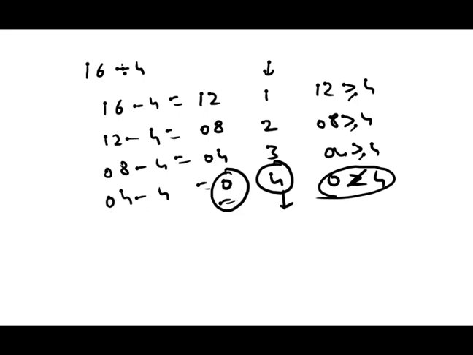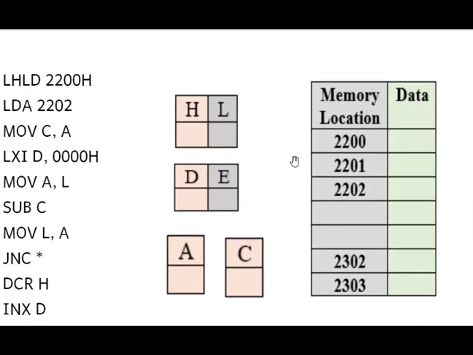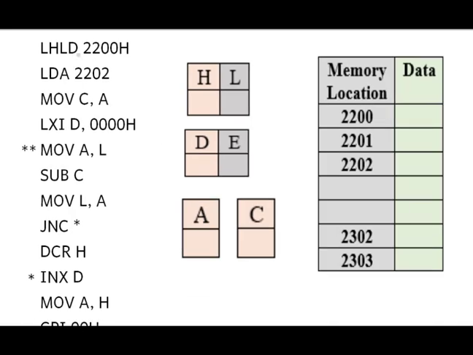So how to implement this in 8085? So this is the program. Here the first instruction is LHLD 2200. Before starting with this program, let us assume we have to do the division, like we have to divide 1060 by 20. So this is the number which is to be divided, and this is the divisor.